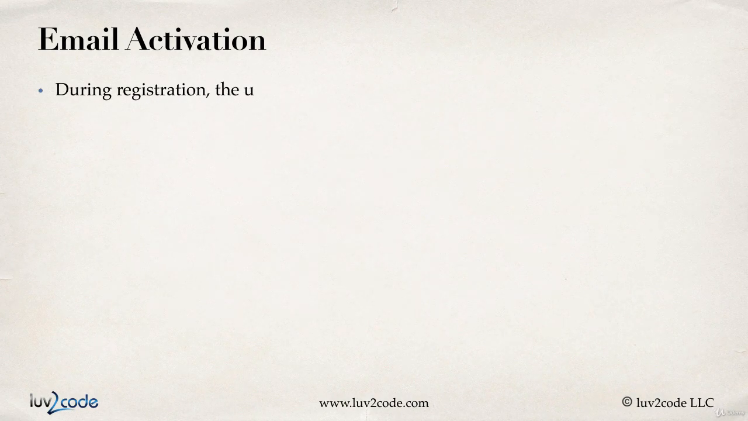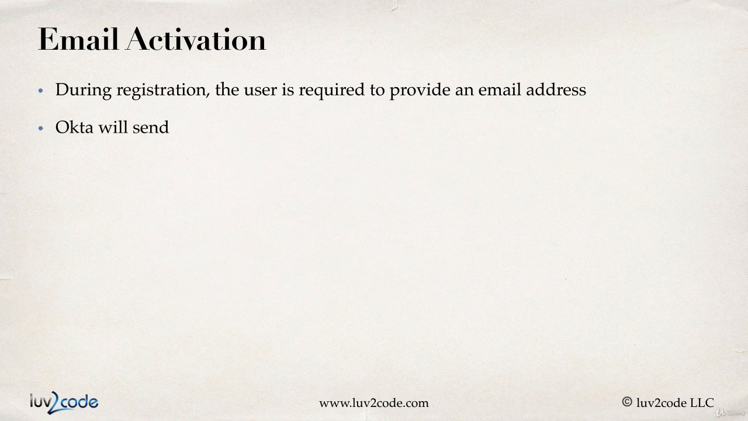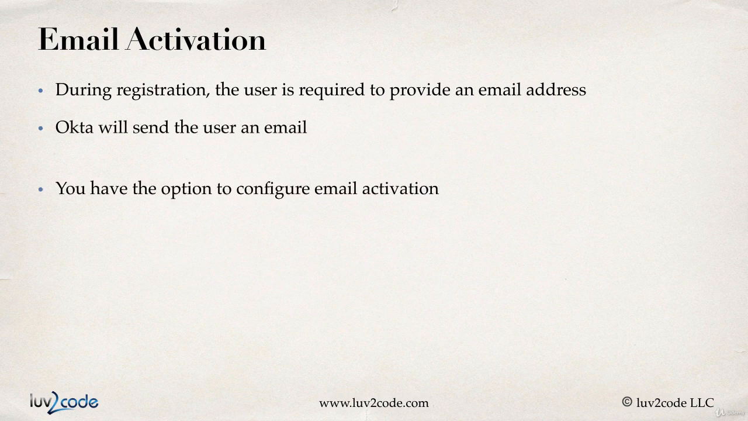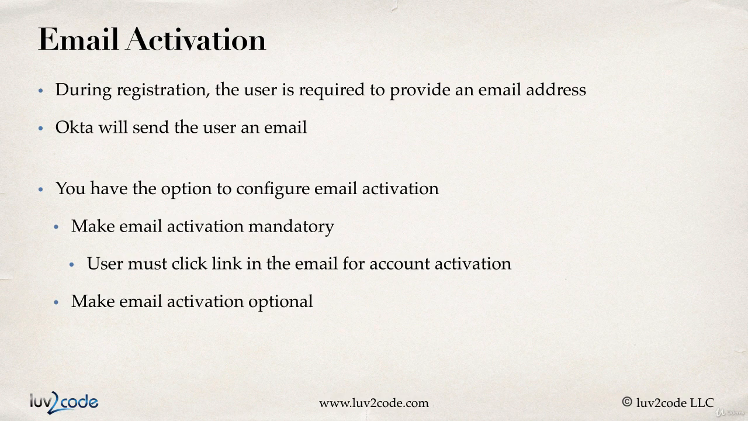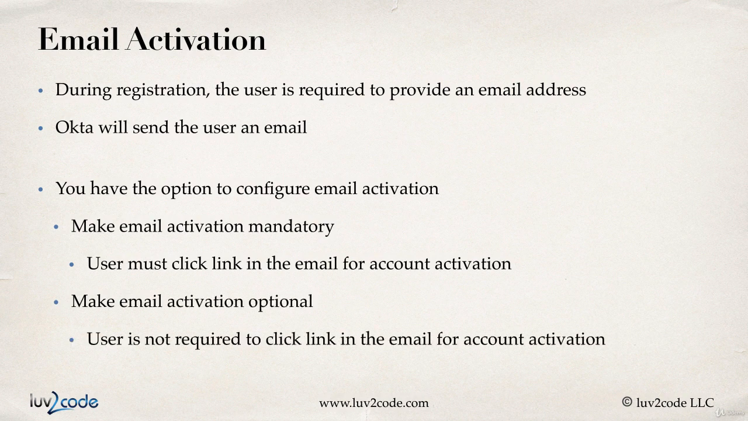So with email activation, during the registration process, the user is required to provide an email address. So Okta will send the user an email. Now we have the option to configure the email activation. One is that we could make the email activation mandatory. That means that the user must click the link in the email for their account to be active. Or we could make the activation optional. Here the user is not required to click the link for activation. They can still log in.